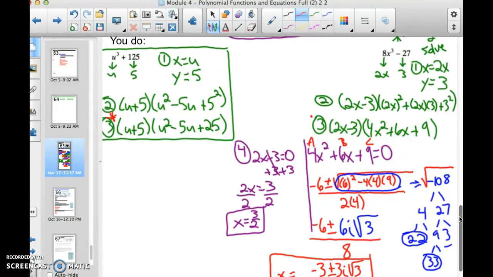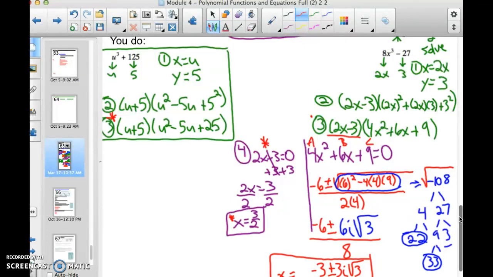But then actually take it through to step 4. Set each factor equal to 0 and solve. So this factor, 2x minus 3, I did over here, and that's pretty simple. It's just a linear equation. I added 3 to both sides and divided by 2. And I got one solution right here. So I'm 1/3 of the way there.